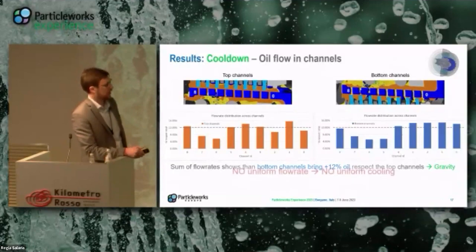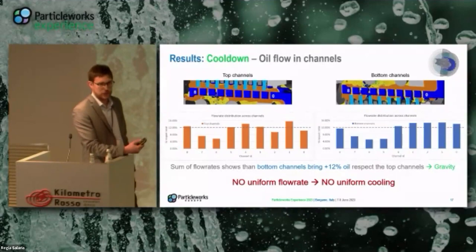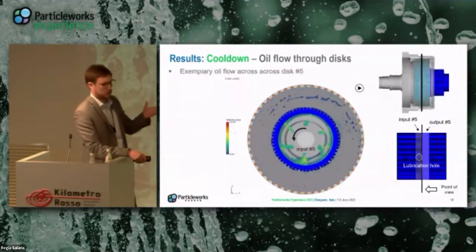But then if we also measure the total amount, so if we sum all these 8 on the top and all these on the bottom, we can see also that the bottom channel in total brings out more oil, okay, due to the gravity, because the gravity vector is downward. So we can say that we have no uniform flow rate, and we can expect no uniform cooling in general. We will see how, but this is what we can expect.